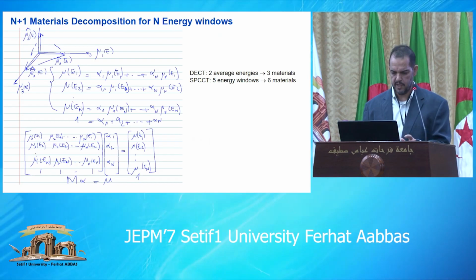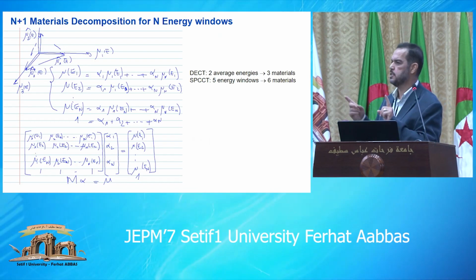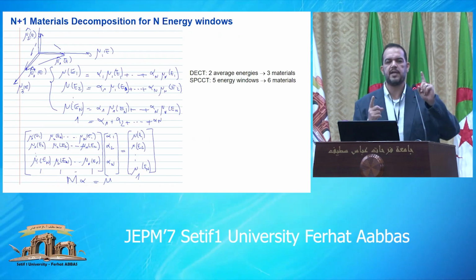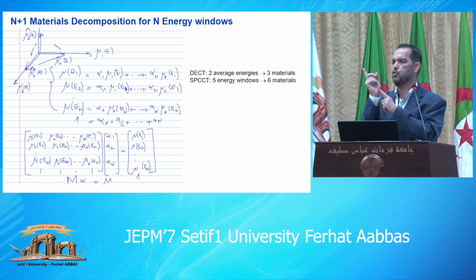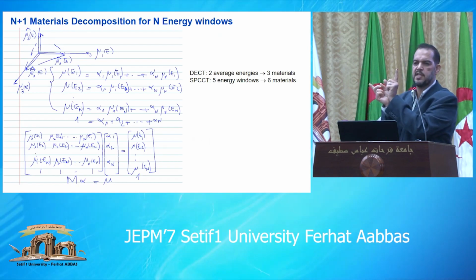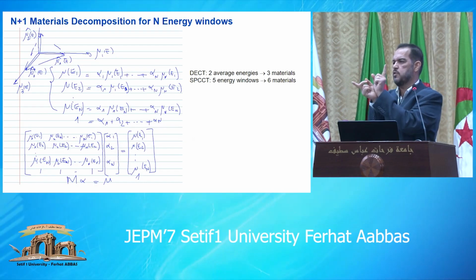I was not planning to show this slide. I was working with Doria on virtual monoenergetic images. Basically, you can think about this. If you have 2 materials, it's like you have a vector in 2 dimensions, and you want to express this vector as a function of the vector in the x direction and the vector in the j direction. So that's 2 materials.